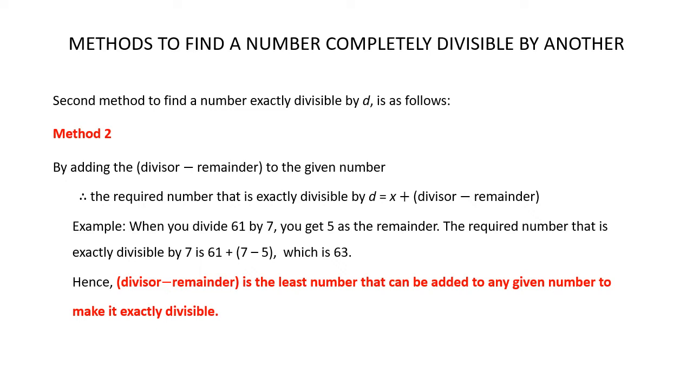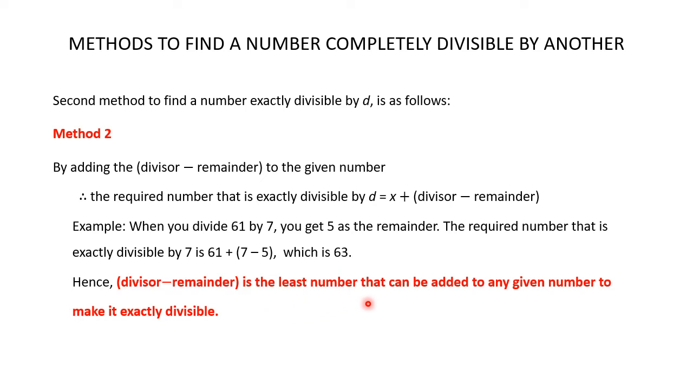Understand the difference between method 1 and method 2. In method 1, you have found that the remainder is the least number that can be subtracted from any given number to make it exactly divisible. But in method 2, you have found that divisor minus remainder is the least number that can be added to any given number to make it exactly divisible. Hope you have understood the difference.